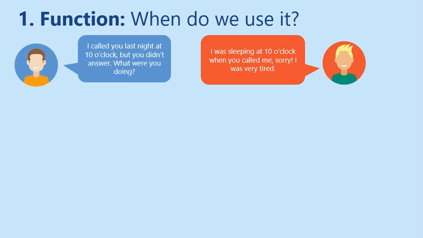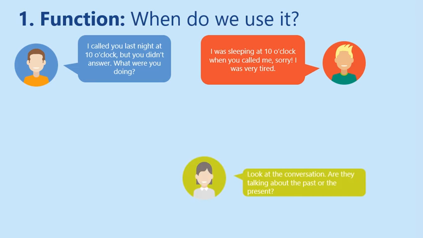Let's take a look at the following sentences. I called you last night at 10 o'clock, but you didn't answer. What were you doing? I was sleeping at 10 o'clock when you called me. Sorry, I was very tired. Now, look at the conversation. Are they talking about the past or the present? Obviously, they are talking about the past.